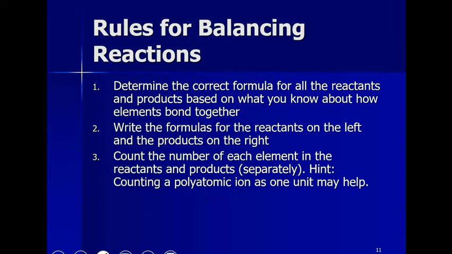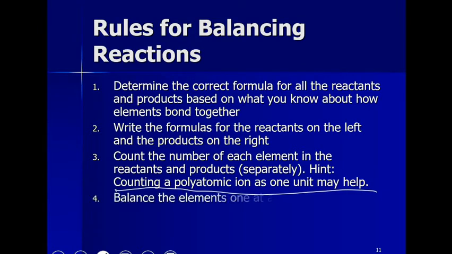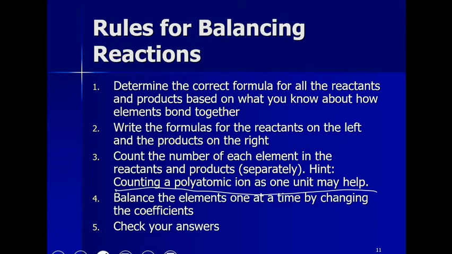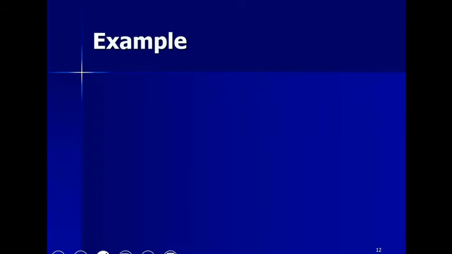Count the number of each element in the reactants and the products separately. Now, my one hint is to count your polyatomic ions as if they are one unit. That sometimes helps, especially if they stay together in your chemical reaction, because then you don't need to do a bunch of extra legwork if they don't split up, okay? And then balance the elements one at a time by changing the coefficients. Check your answers after that. Okay, so we're going to do some practice problems. Oh, and one last thing, make sure that you have the lowest coefficients in the lowest whole number ratio.